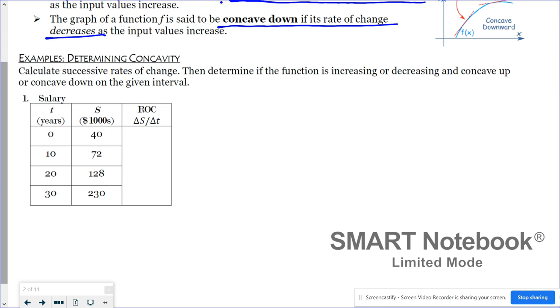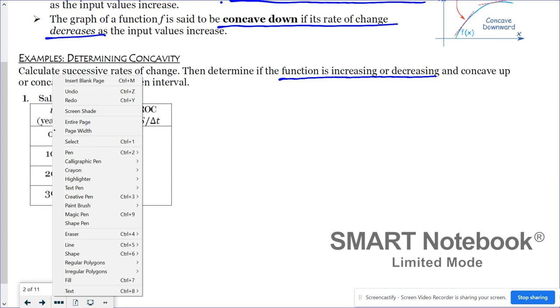When we simply determine if a function is increasing or decreasing, we're looking at the function values. In this case, we'd be looking at those values in the S column, and it goes 40, 72, 128, 230. I think we can all agree that those values are increasing. But that's not what we're looking at when we're determining concavity. To determine concavity, we need to look at successive rates of change. So that's what I'm going to do.